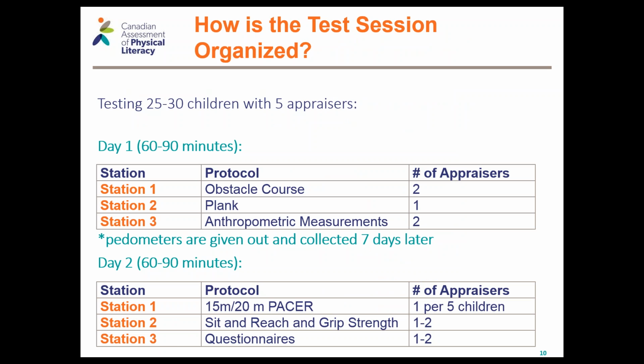So just to give you guys an idea of what each day would look like if you broke it up over 2 sessions. So the first day you could have something like 3 stations. So you'd have the obstacle course, the plank, and the anthropometric measurements. And we'll actually go through in the high five video how we would have potentially a 4th station as well. That way you can have something that the kids can do not related to the assessment that would be fun and related to physical activity.